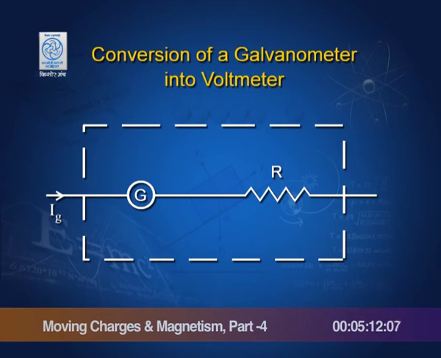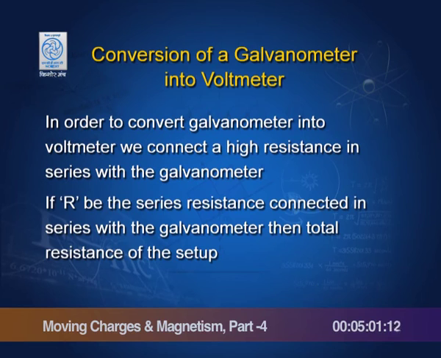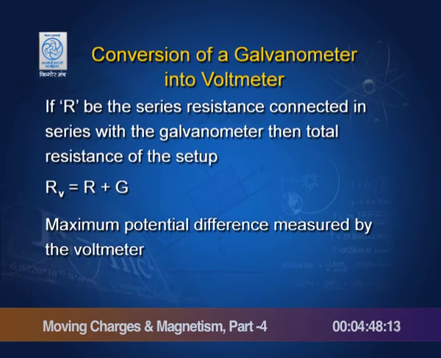Conversion of galvanometer into voltmeter. In order to convert a galvanometer into a voltmeter, we connect a high resistance in series with the galvanometer. If R be the resistance connected in series with the galvanometer, then the total resistance of the galvanometer setup, RV, is equal to R plus G. So, the maximum potential difference measured by the voltmeter, V, equals Ig into (R plus G).